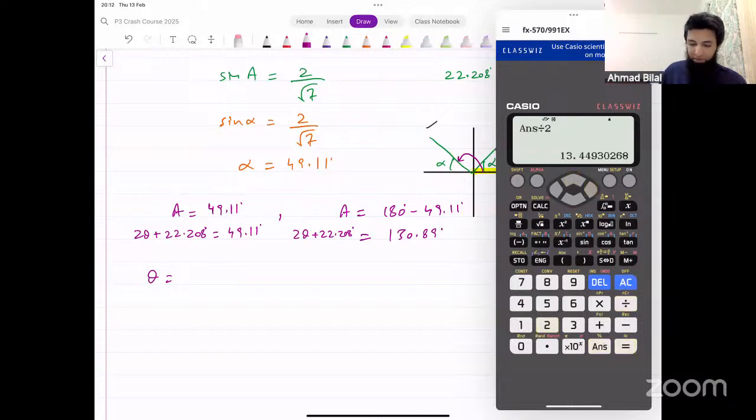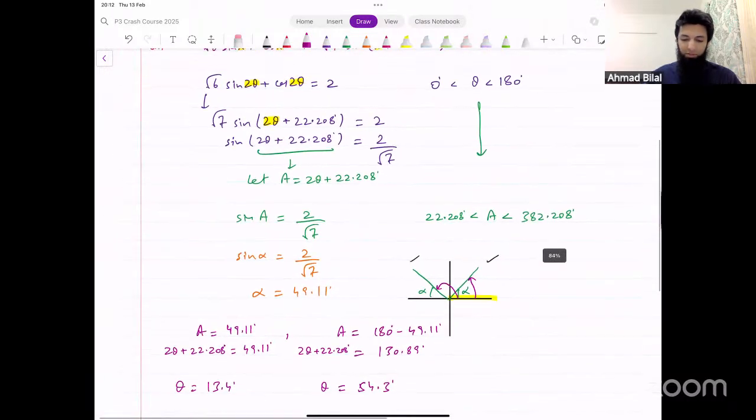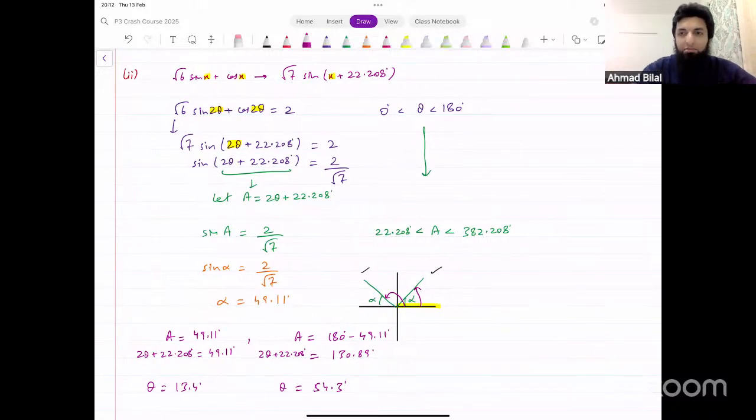Okay, so the first value that I'm getting is 13.4 degrees, and then the second one is 54.3 degrees. These are the two values of theta that we're getting. Is that okay? What was the problem in this? Make sense now, right?